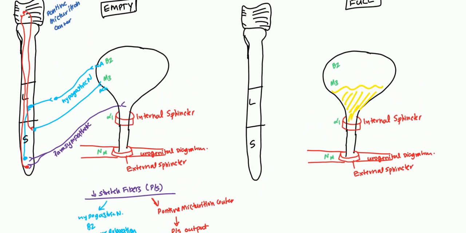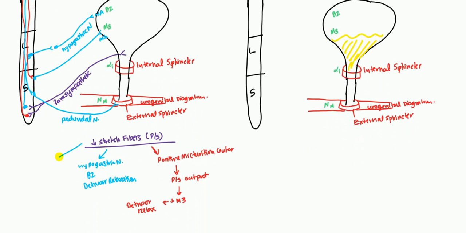But that's not all. Actually, there's going to be one more final route here. It's going to send another fiber into the sacral area, and it's going to activate the external sphincter via the pudendal nerve. So that is the third fiber there. It's going to go over to the pudendal nerve, which is going to activate the skeletal muscle, which is the external sphincter. So that's going to cause constriction of the external sphincter.